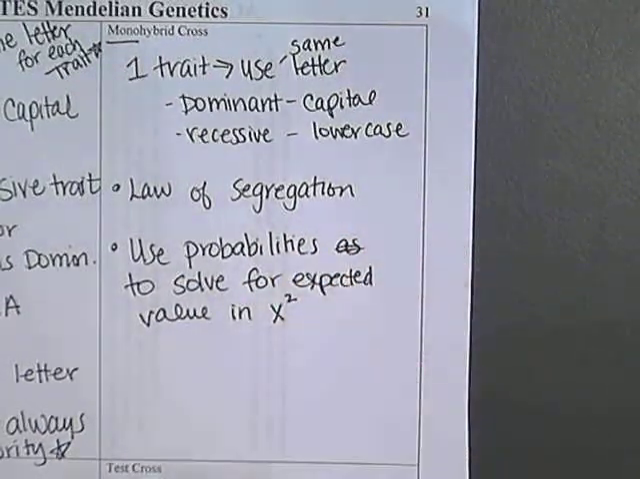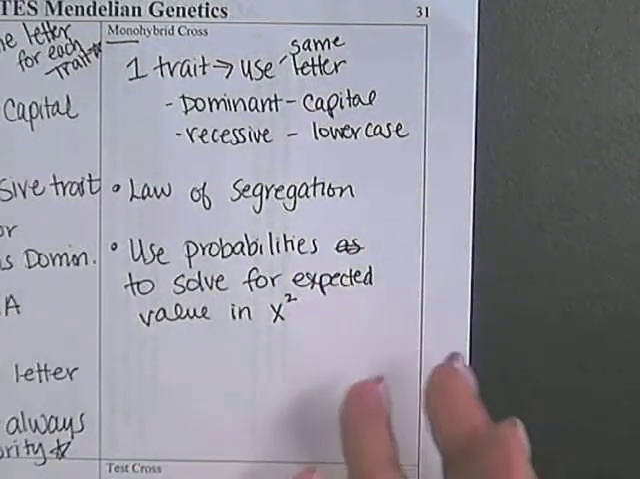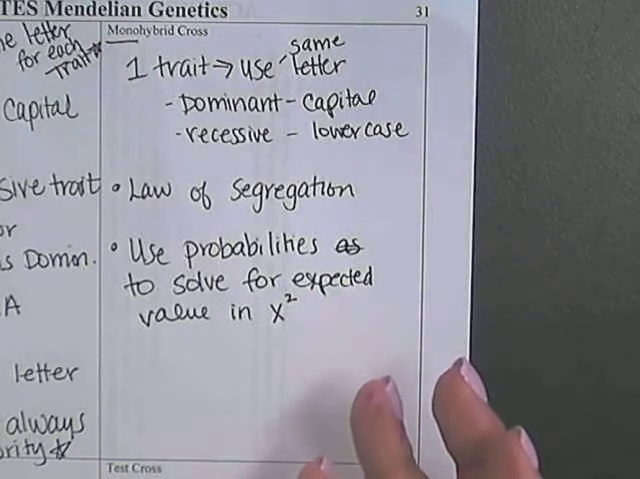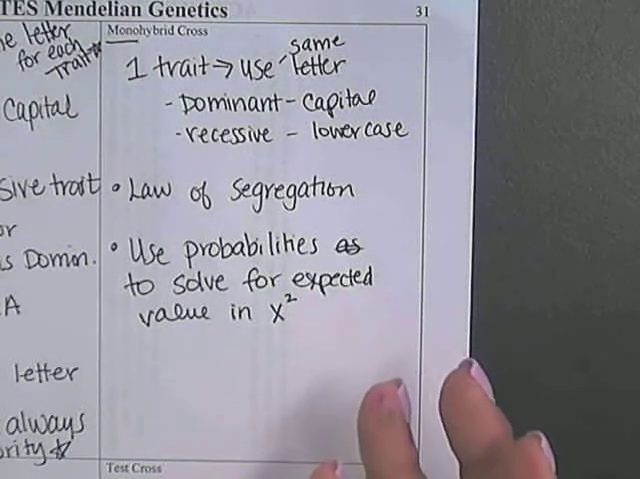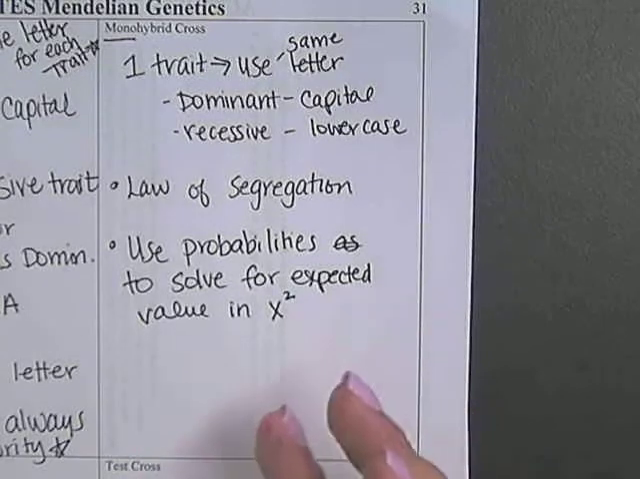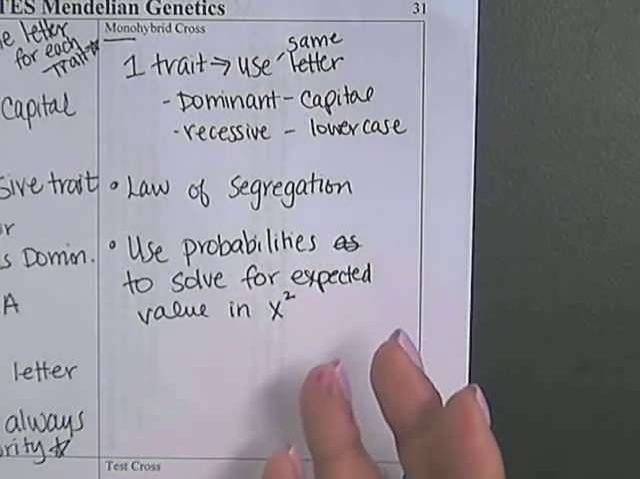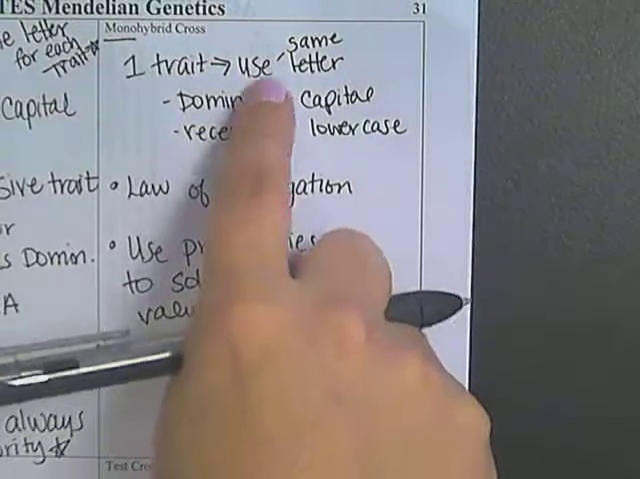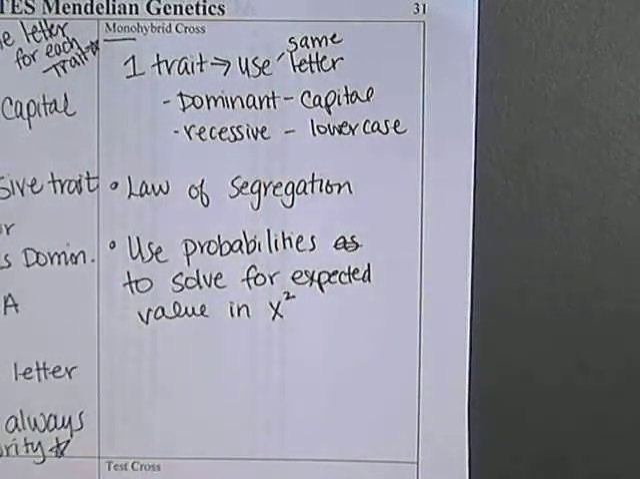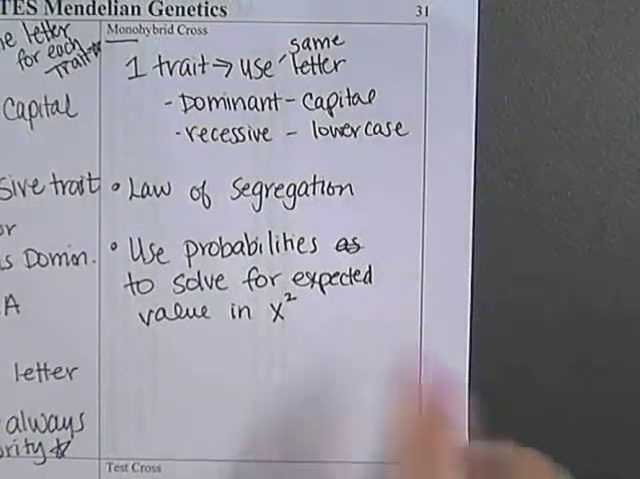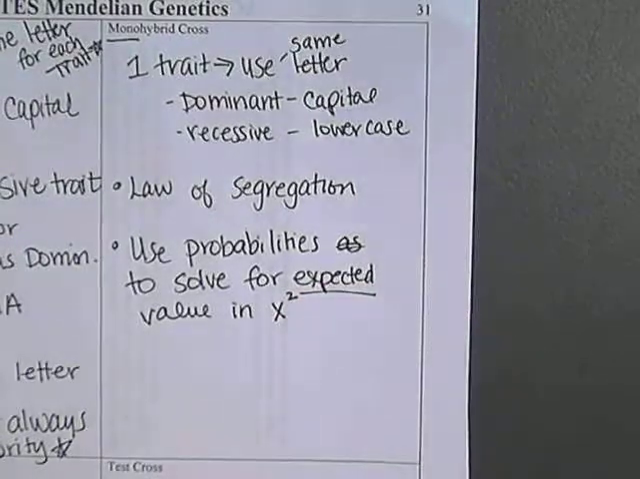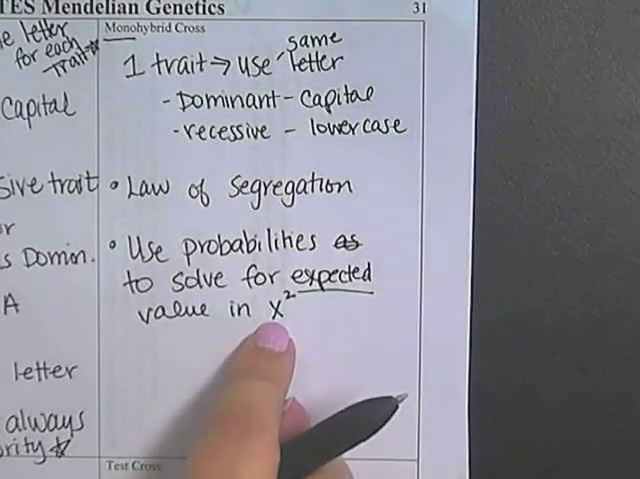So if you calculate that 75% of the offspring should be this characteristic, and there's 1,000 offspring, then what you would do is multiply 0.75, this probability based on your monohybrid cross, by the size of your population, and that's going to give you your expected value for a chi-square.